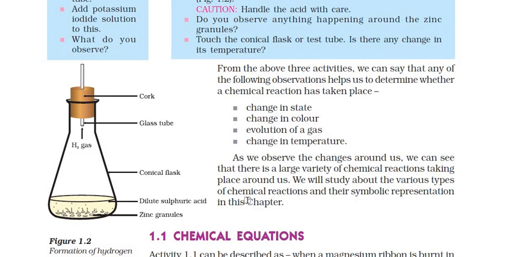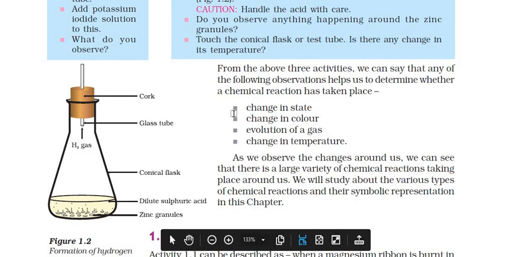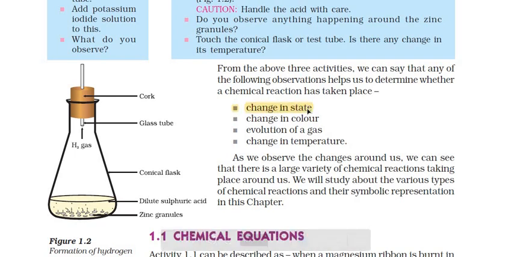Now, how do we do that? The first thing that we try to observe is change in state. Whenever a change in state takes place, we see that the reactants initially and the product which is formed are in two different states. When that happens, we get to know that a chemical reaction has taken place.